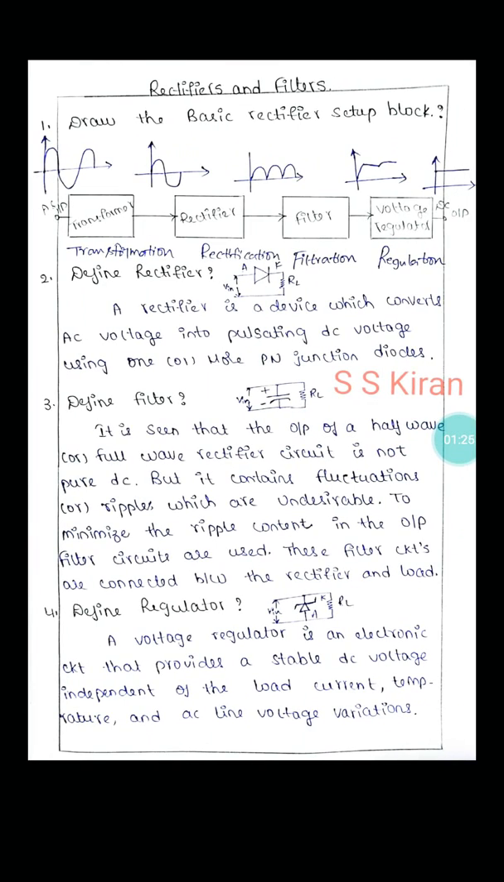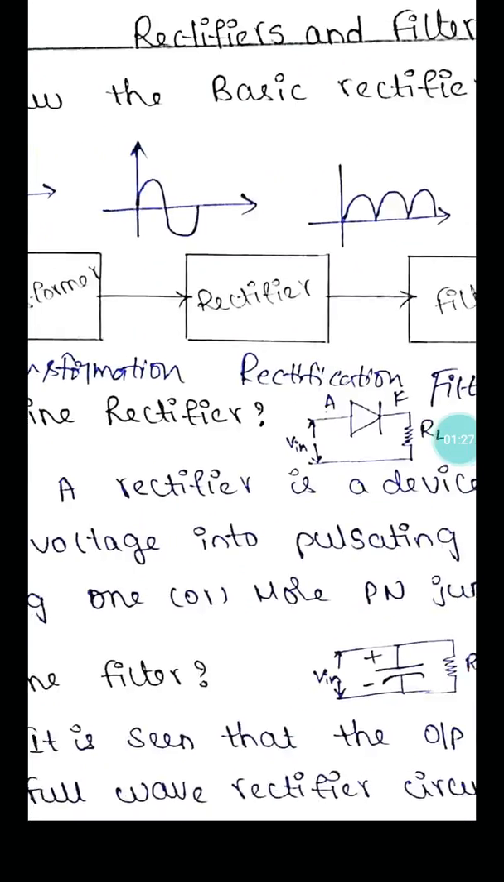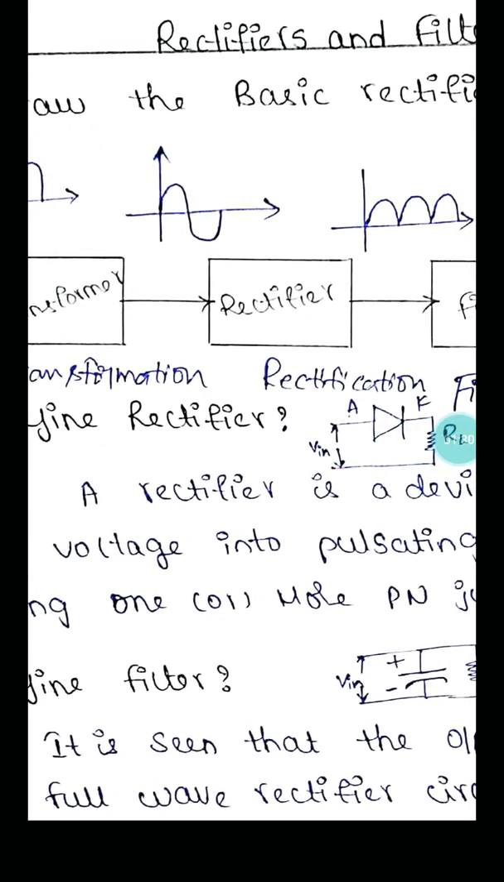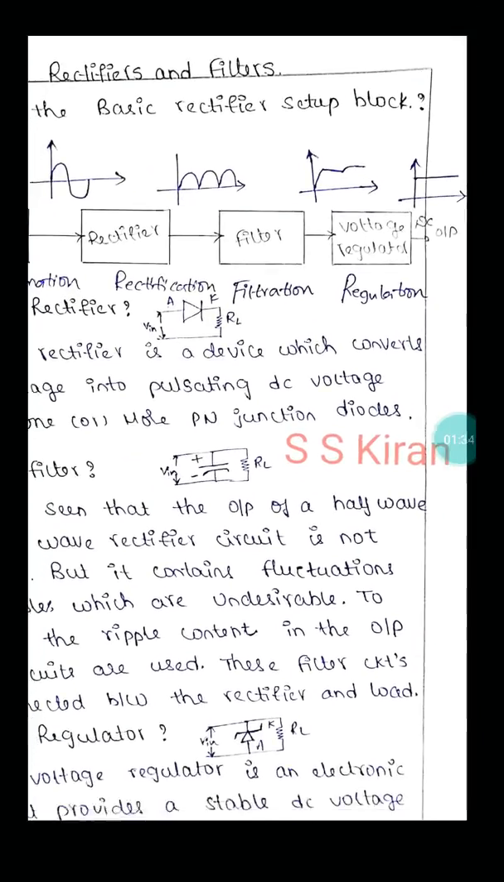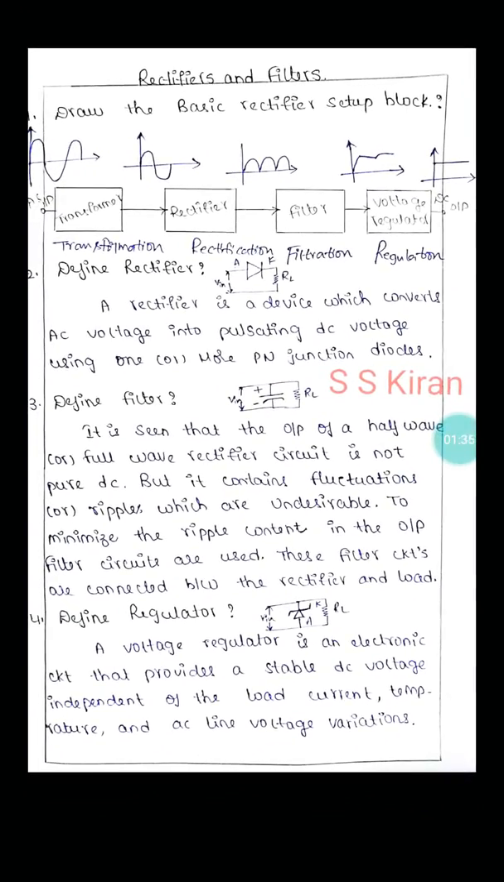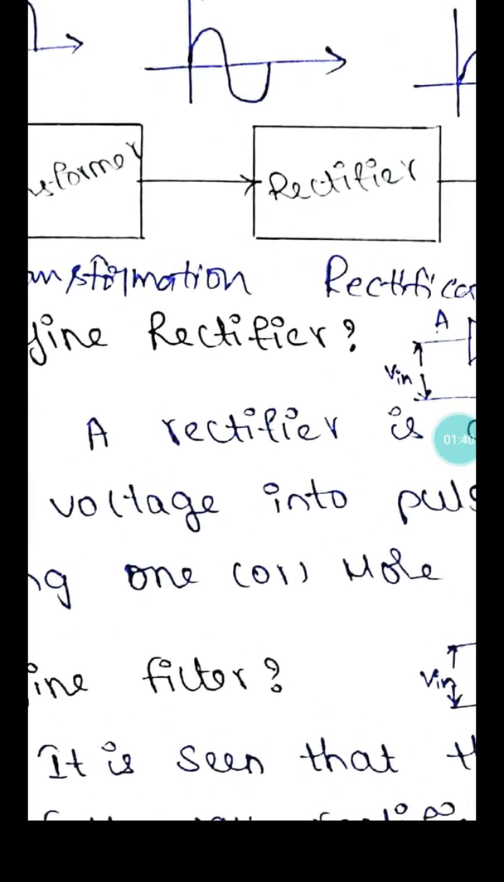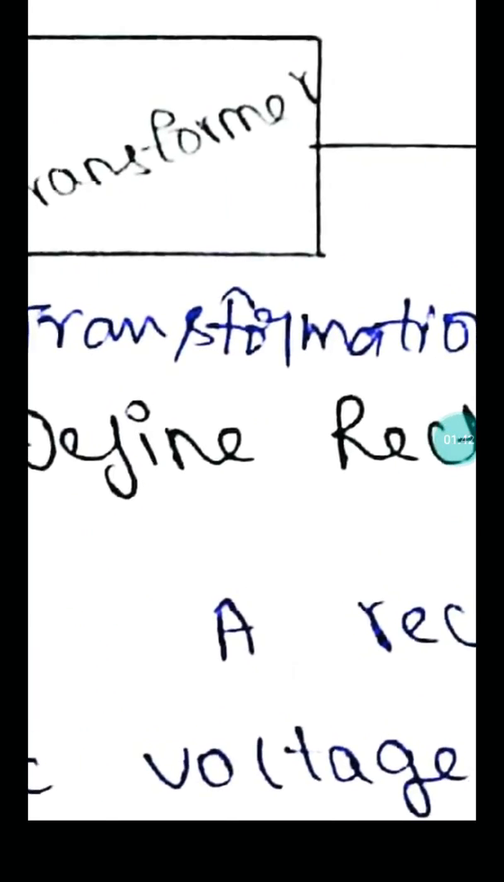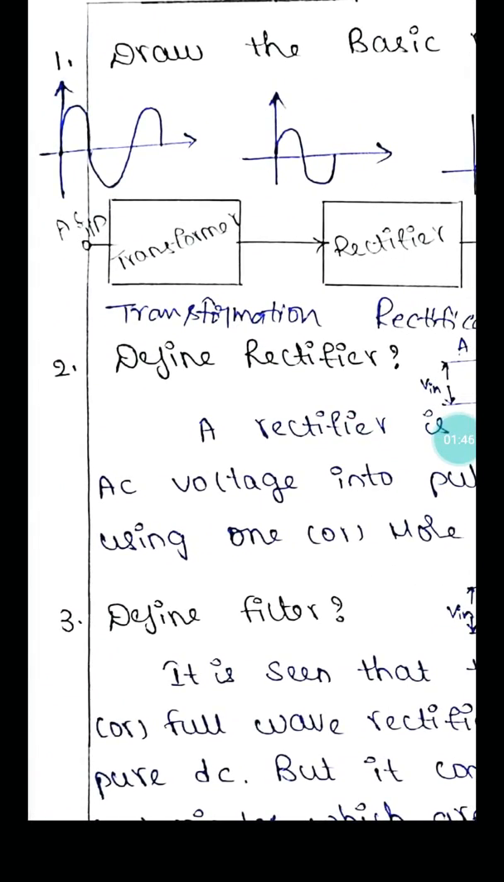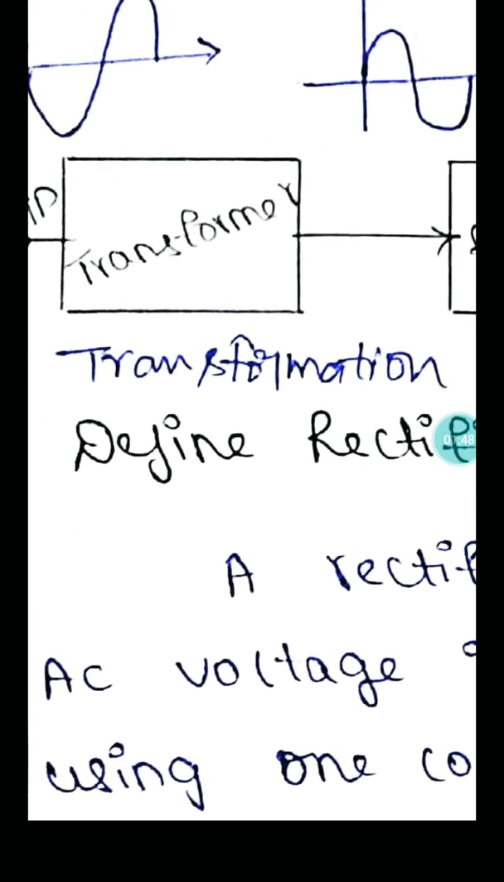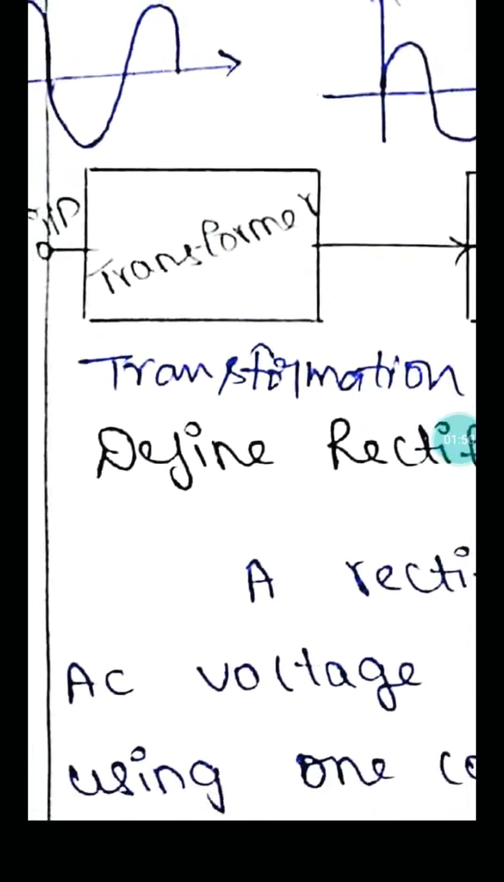What is the first question? Draw the basic rectifier setup block. Now you can observe there are 4 blocks here. The first one is the transformer. In rectifiers, generally we use a step down transformer.